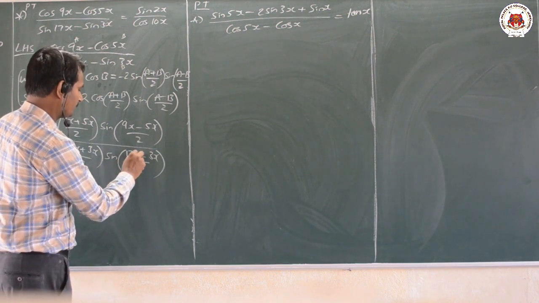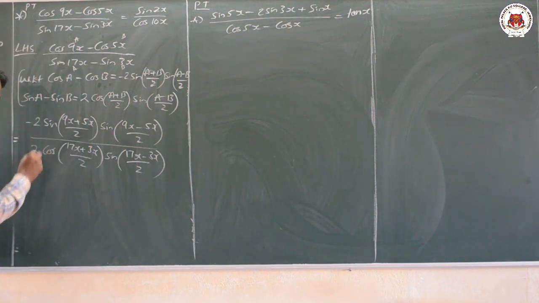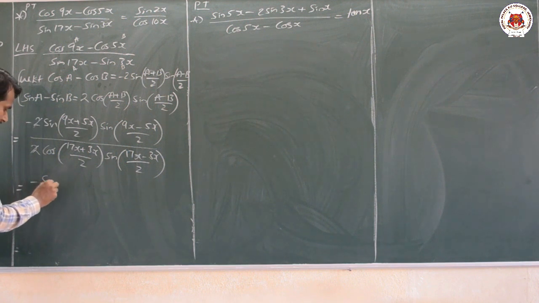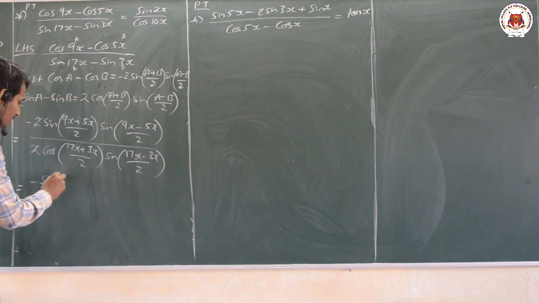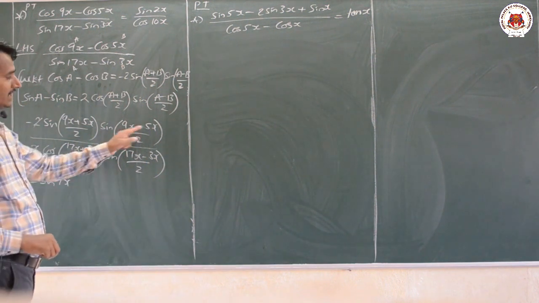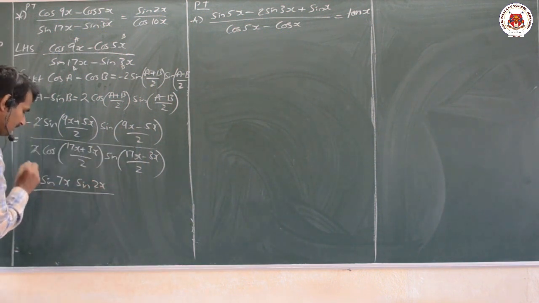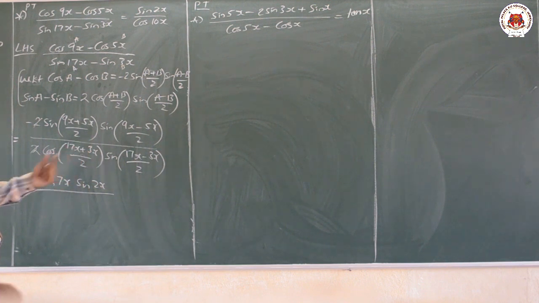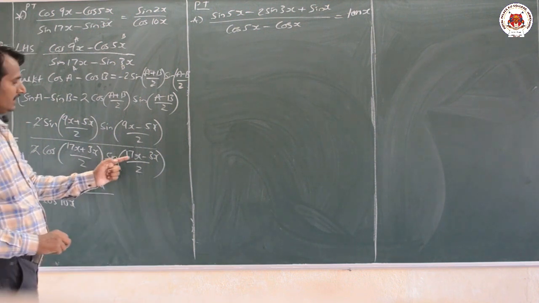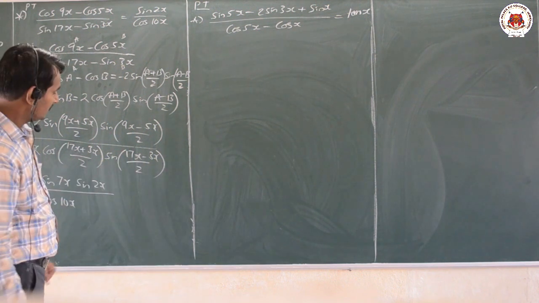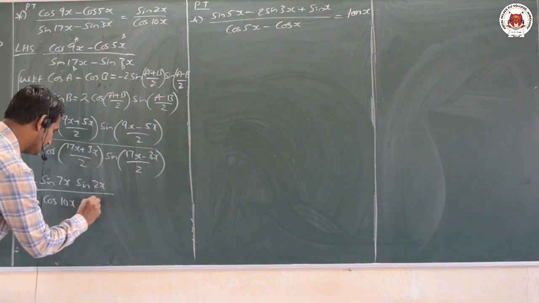Now, here I will solve it. So what we get here is minus 2 as it is, 2 gets eliminated, minus sin of 9 plus 5, that is 14, 14 by 2 means it is 7x. Here 9 minus 5 is 4, 4 by 2 is 2x, whole divided by, here also same, 20 by 2, that is cos 10x. Here 17 minus 3, that is cos of 14x, 14 by 2 means sin 7x.